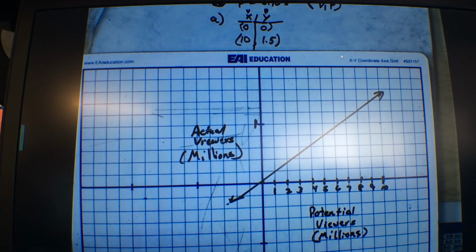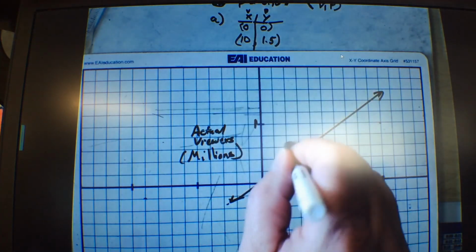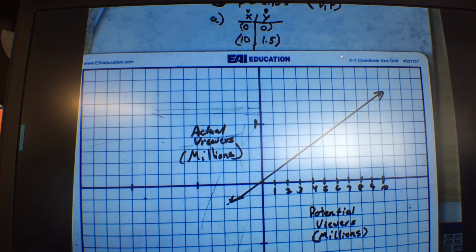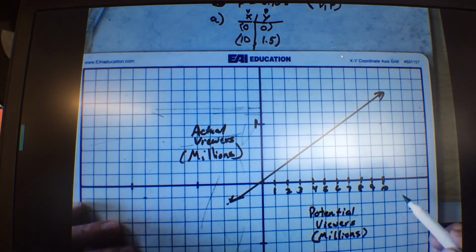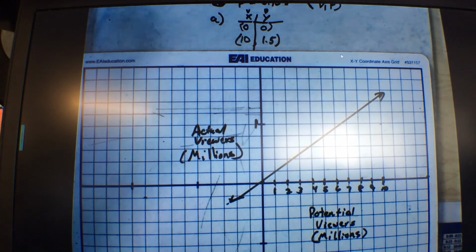All right, now what does B say? We graphed the equation, right? So this is A, this is B. Correct? All right. Take a look at C. Will you read C to me, Chuck? Use the graph to estimate the number of people who saw the show, but there are 14 million potential viewers. Oh, 14 million. Uh-oh. 11, 12, 13. Oh, it's right there. So we have to keep our line going, don't we?